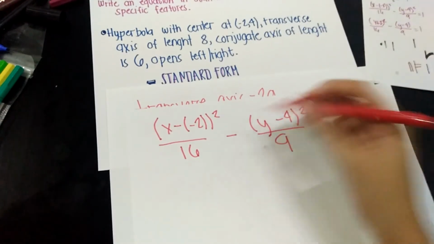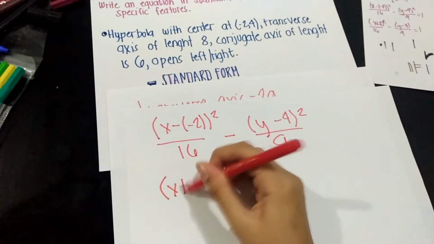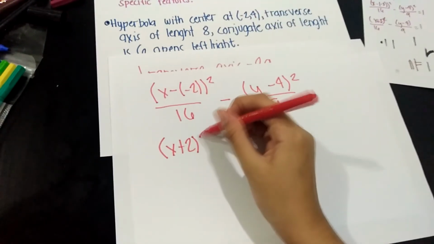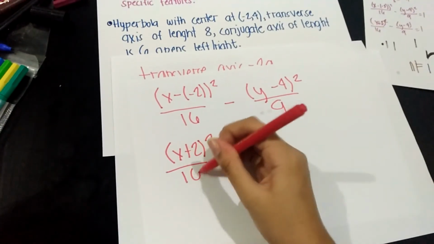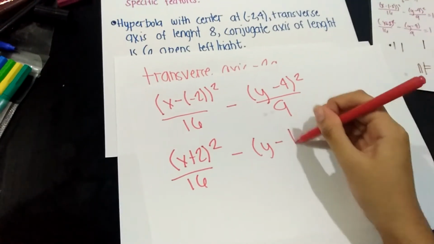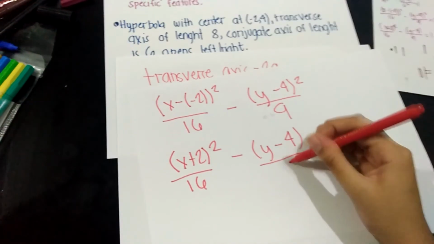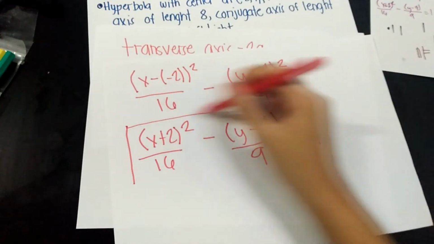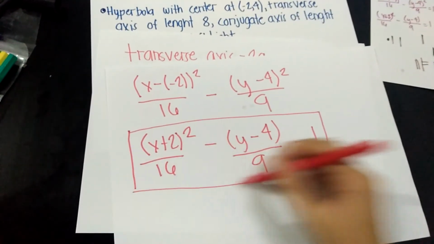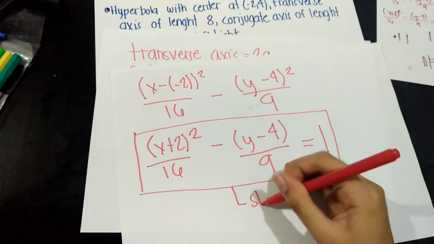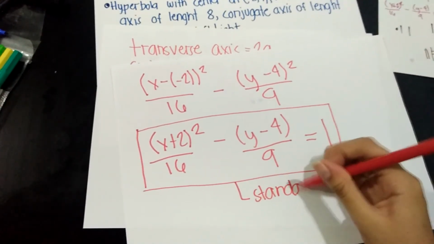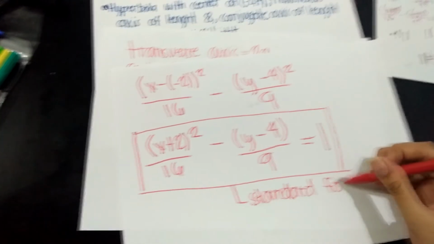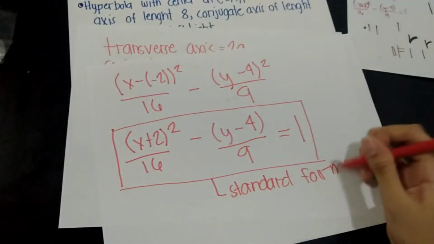We've determined h and k, or the center, and a squared and b squared. Now, all we have to do is substitute. Remember that when you substitute, the sign will be opposite. So the final answer is x plus 2 squared over 16 minus y minus 4 squared over 9. The hyperbola opens left and right because the transverse axis is x, and x is positive.